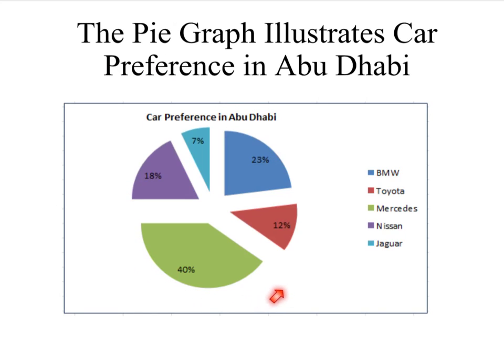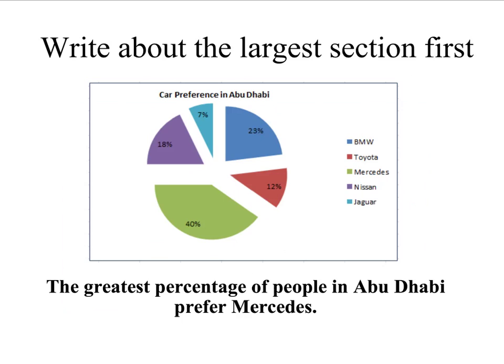As we can see from the pie chart, Mercedes has the highest percentage. The lowest percentage is for Jaguar. When you write about pie charts, write about the largest section first. This will come in the main body of your essay. The greatest percentage of people in Abu Dhabi prefer Mercedes.